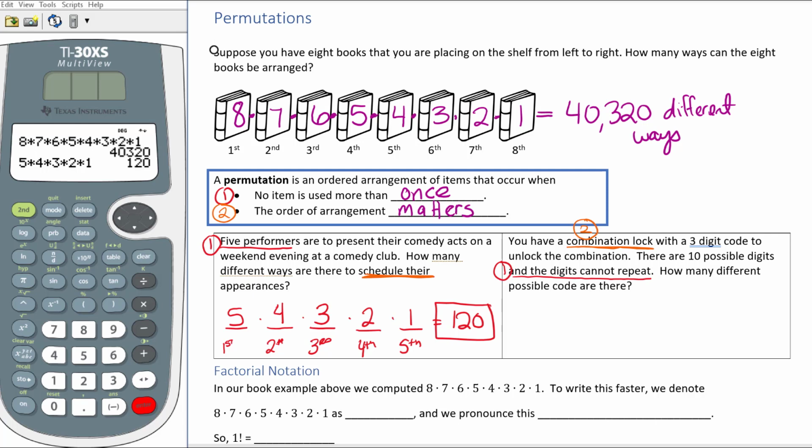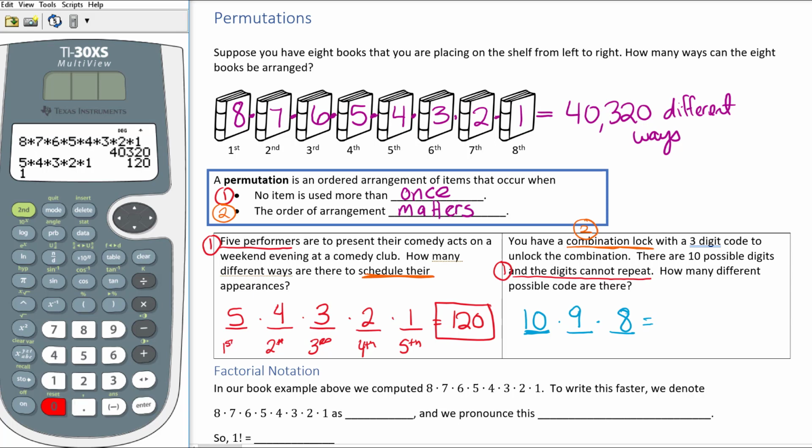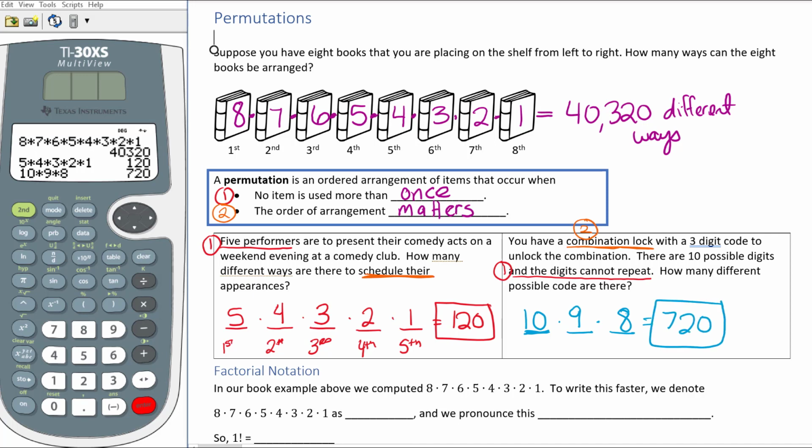We have a 3-digit code, so I'm going to have 1, 2, 3 spots. And the first spot, I could have up to 10 different digits, 0 through 9. After you use one of the digits for the first spot, then you can't use that digit again for any of the other digits. So in the second digit, you only have 9 digits left to pick from. Now after the first 2 digits are picked and you're trying to pick the third one, there's only 8 ways to pick your digit. And that is going to conclude our combination lock, okay? So I'm going to multiply 10 times 9 times 8, and that's going to get me 720 different ways that we could get a 3-digit combination.